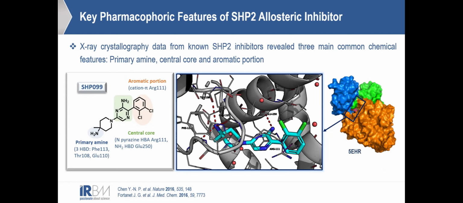First of all, this amine is important because it gives a stabilizing interaction through 2 or 3 hydrogen bonds with the backbone of these 3 amino acids. The next important interaction is this aromatic ring, in which a cation-pi interaction with the arginine takes place. And then we have the central core. This central core usually has two different stabilizing interactions: the hydrogen bond with the arginine through this nitrogen, and the hydrogen bond with the backbone of glutamine 215.